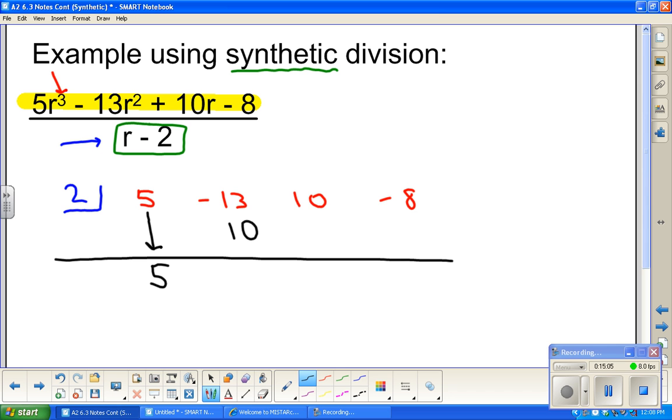Now we're going to add straight down. Negative 13 plus 10. Right, okay, so we're adding here. Negative 3. And we just continue that process. Now the negative 3 gets multiplied by the 2.